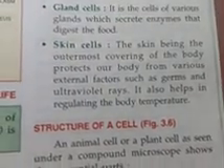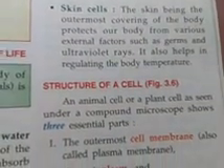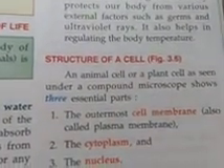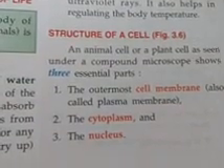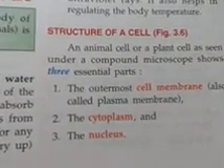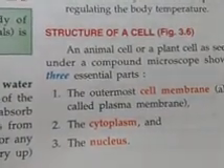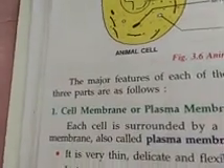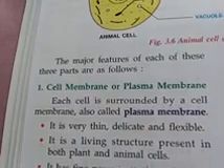Now we will come to the structure of a cell. The cell, be it an animal cell or a plant cell, consists of three essential parts: the outer cell membrane, the cytoplasm, and the nucleus. These are the main components that make up a cell. Now, the major features of these three component parts.